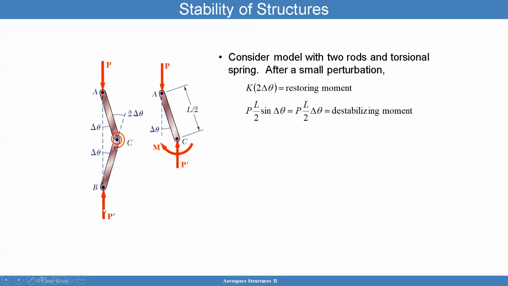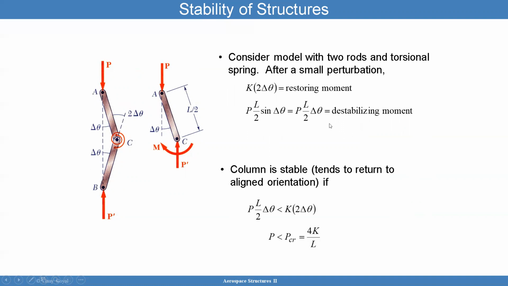I also have the destabilizing moment. The destabilizing moment is this load P, and it's going to cause a moment. You can calculate that by looking at this height here. I will not do it here, but it's P L over 2 sine delta theta. And if you use small angle approximation, the sine becomes delta theta, and that's your destabilizing moment. The column will become unstable. The column is stable if this destabilizing moment is less than the restoring moment. And when I do that calculation, I find that the critical load is 4 times the spring constant K divided by the length L of the rod.